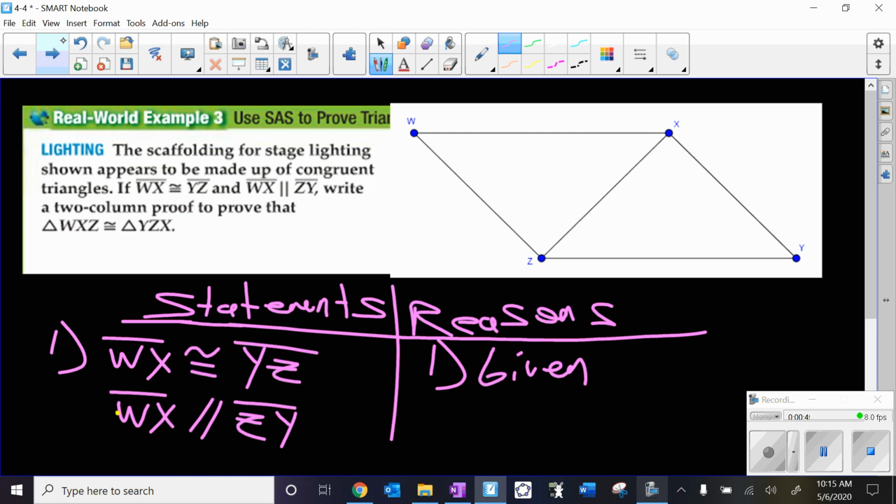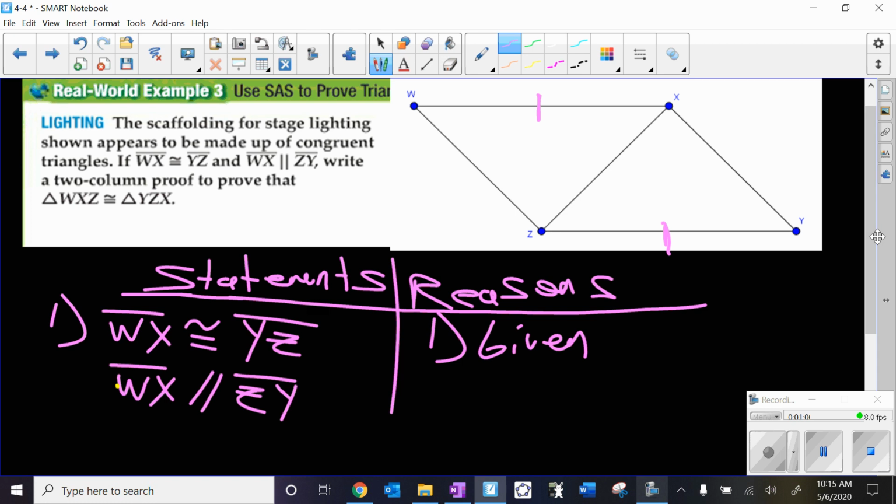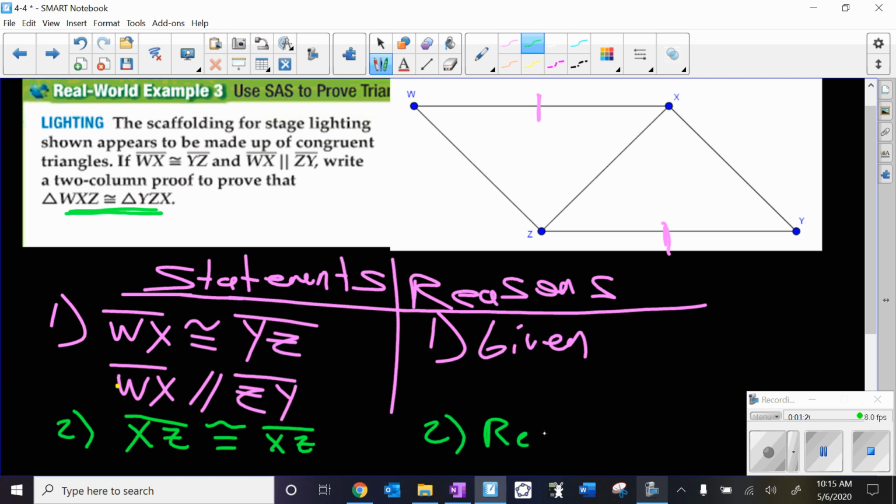I have my givens written down again, and we know that WX is congruent to YZ. We need another side and then the included angle. I'm going to start with the easier part with the other side length. Notice that if we want to say WXZ is congruent to YZX, that's this triangle congruent to this triangle, I see that XZ is part of both triangles. So we can say then that it is congruent to itself by the reflexive property.